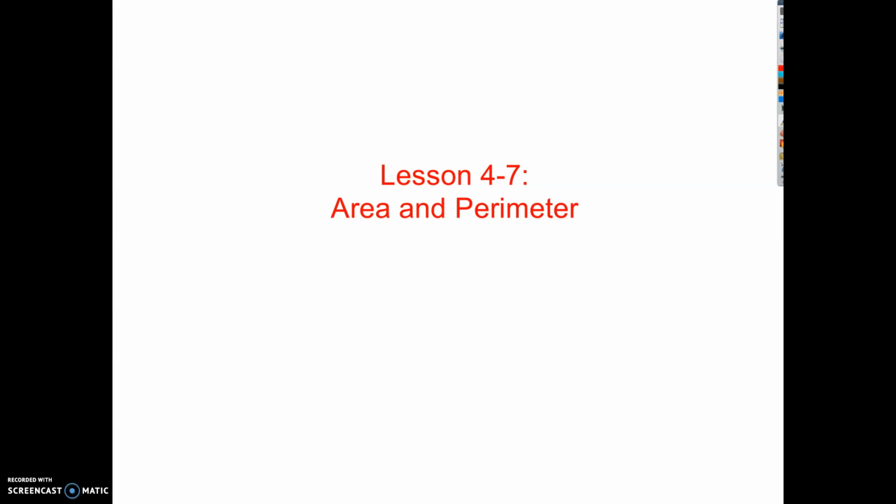Hello, third graders. It's time for our next math lesson, lesson 4-7. And today we're going to focus on area and perimeter. We worked on perimeter earlier this week, and remember, perimeter is the distance around the outside of a shape. But before we do that, let's do our number talk.